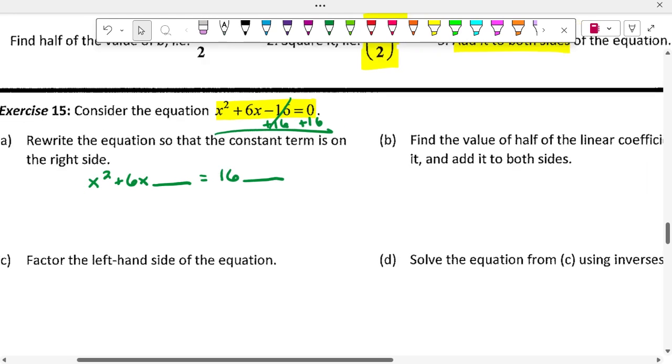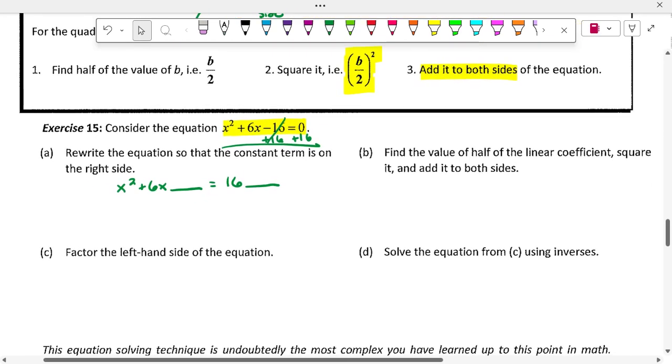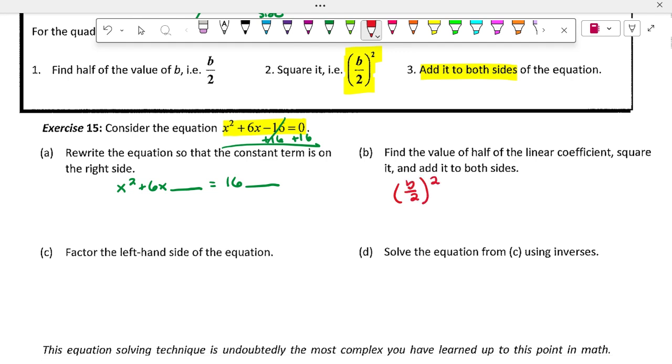Now, they want us to find the value of half the linear coefficient and square it, add to both sides. So in other words, that's fancy for find b over 2 squared. What's my b value? 6. So 6 divided by 2 all squared. So that's 3 squared, which is 9. So I'm going to add 9 to both sides. That's why I put those blanks there, so I know I got to do it to both sides. So again, you don't have to necessarily draw the blanks. I just highly recommend it because it's a good reminder for yourself that stuff has to go there.